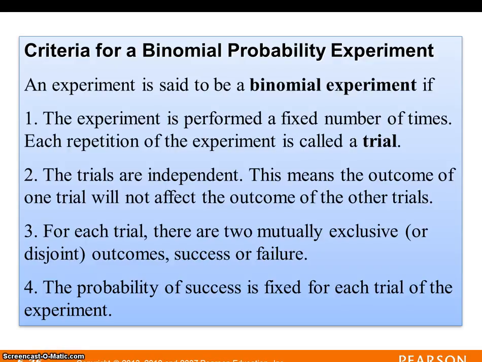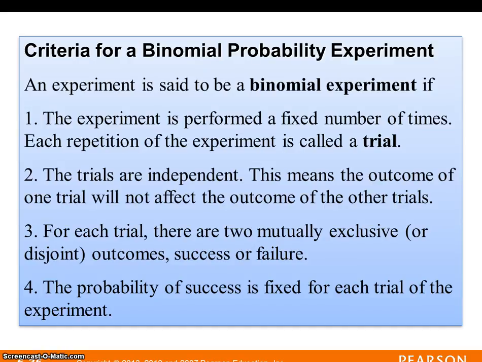And then 4, the probability of success is fixed for each trial of the experiment. Again, this would also be like flipping a coin. Each time you flip a coin, you have a 50% chance of getting heads or tails. It's not like one time you have a 75% chance of getting heads, and then the next time you have a 25% chance of getting tails, and then the next time a 13% chance of getting heads, and then a 93% chance of getting tails.